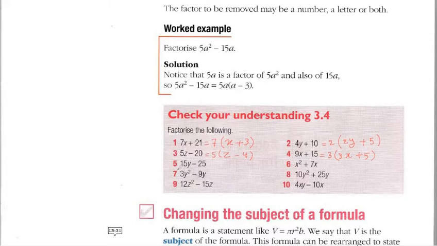Now, let's answer 7. The common factor between 3 and 9, it's 3. Y squared and y, it's only y. So 3y squared divide 3y. Cancel 3 with 3. Y squared divide y, it's only y. So you write here y. Minus 9y divide 3y. Cancel y with y. 9 divide 3, it's only 3.